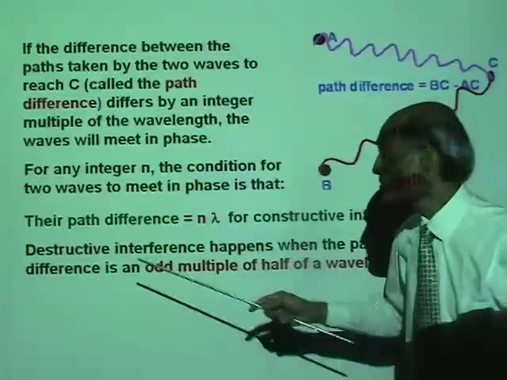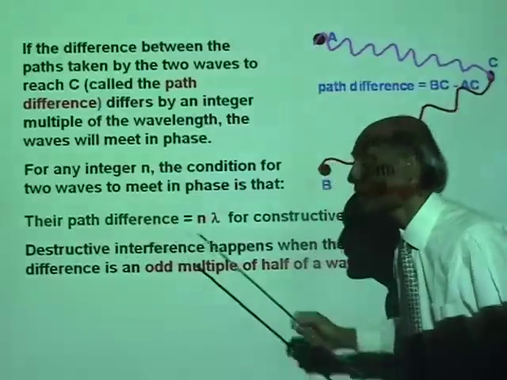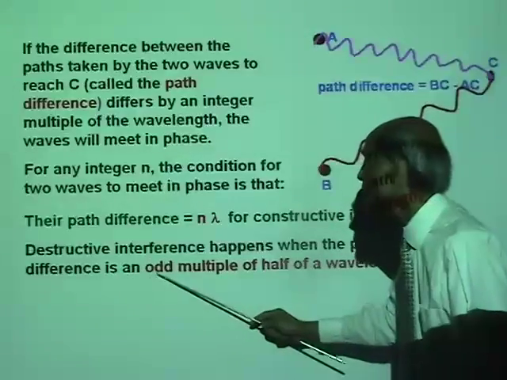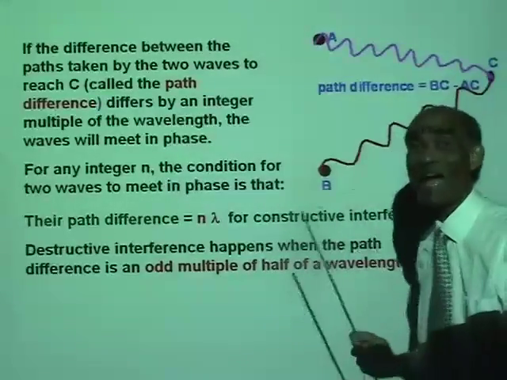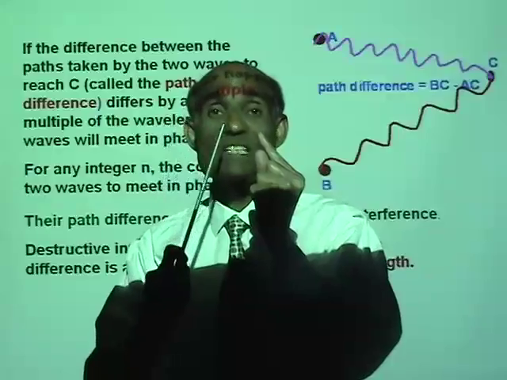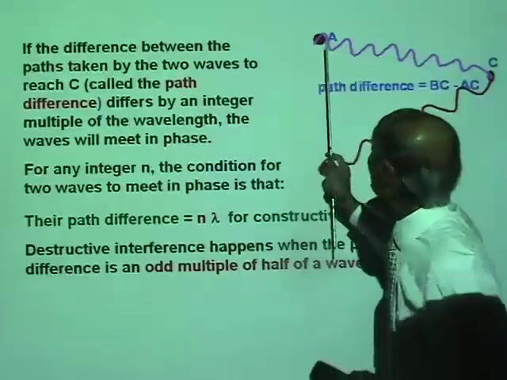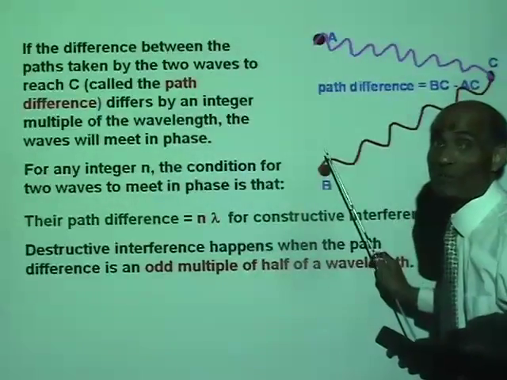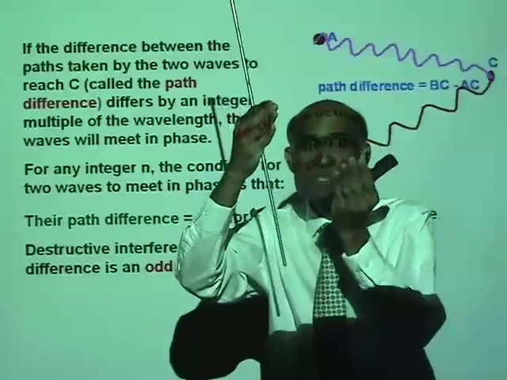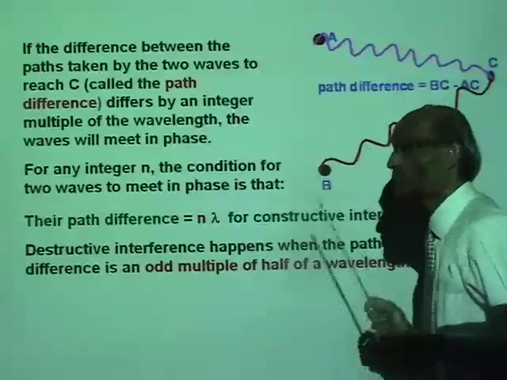On the other hand, what is the condition that they will be meeting out of phase, or they will destroy each other? The condition for destructive interference happens when the path difference is an odd multiple of half a wavelength. Remember, I just showed you, if the distance between two particles is half of a wavelength, they will be completely out of phase. So, if the waves coming from A and the waves coming from B, when they reach C, if the difference between the path they take differs by an odd multiple of half a wavelength.